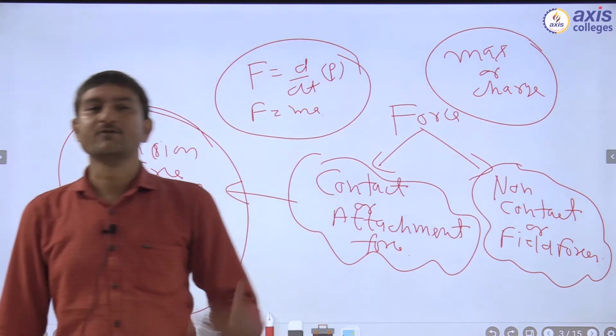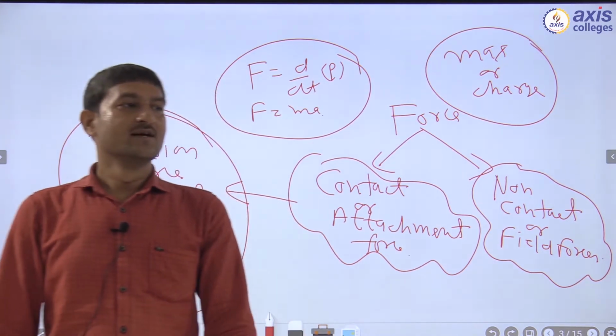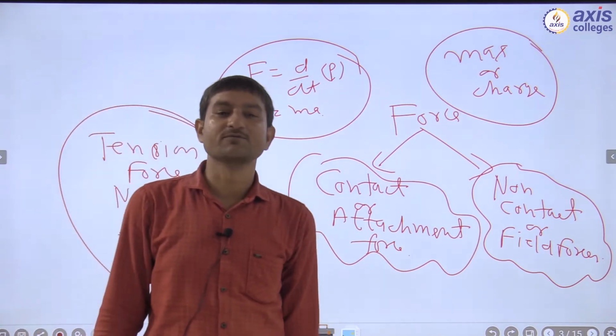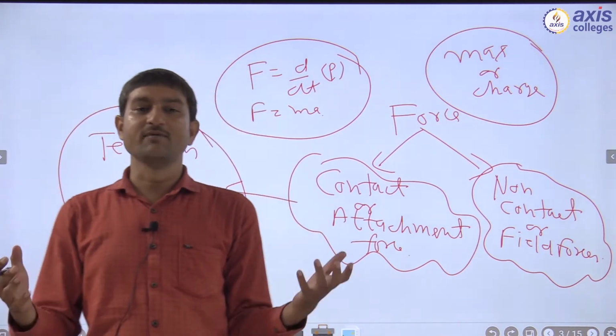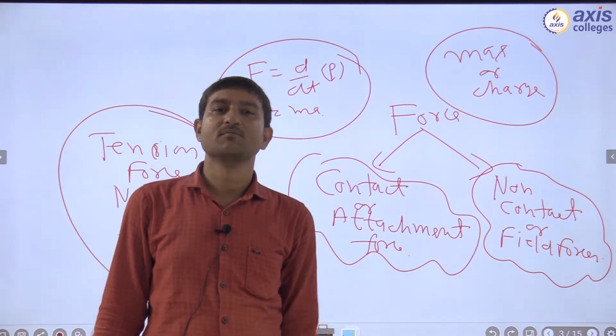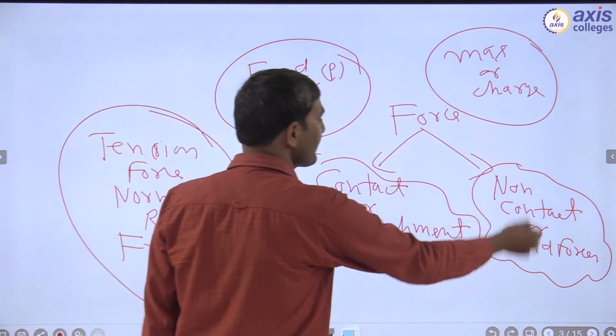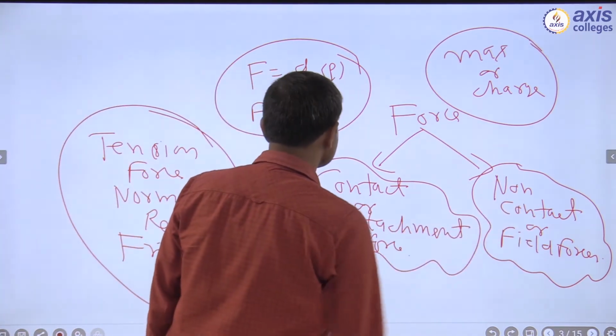So what is the meaning of field forces? Very simple example. If there is a gravitational force, then what is the cause of the gravitational force? For example, Earth has gravity. What is the cause of Earth's gravitational field? The answer is the mass of Earth. So this is the category of contact or field forces.